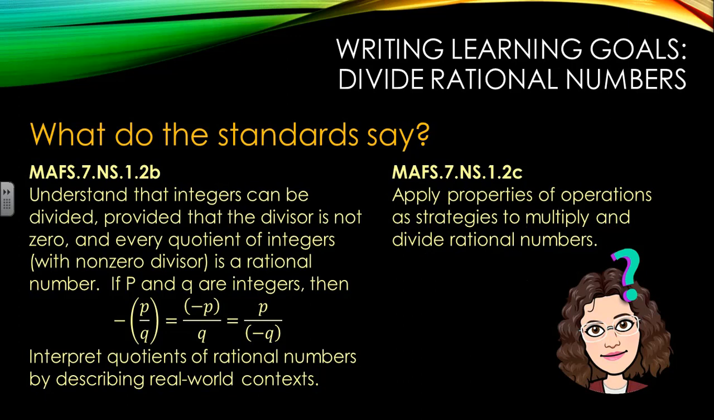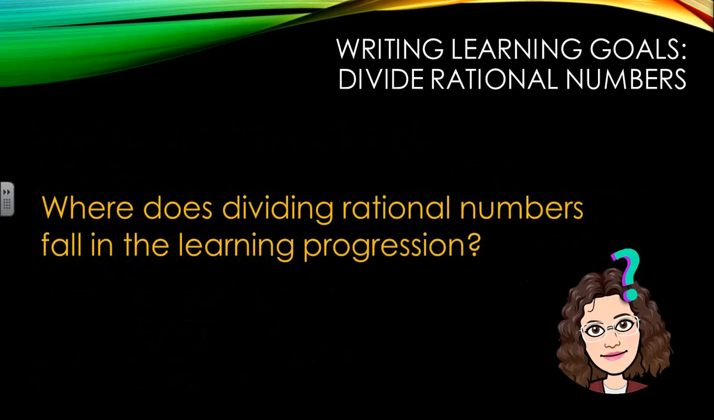Now that we know what the standards say, we need to think about the learning progressions. So where would division of rational numbers fall in the learning progression? Well, previous learning for this topic would have been division of integers. But we also need to understand that students need to know how to divide rational numbers in finding unit rates and then using the unit rate to solve problems.